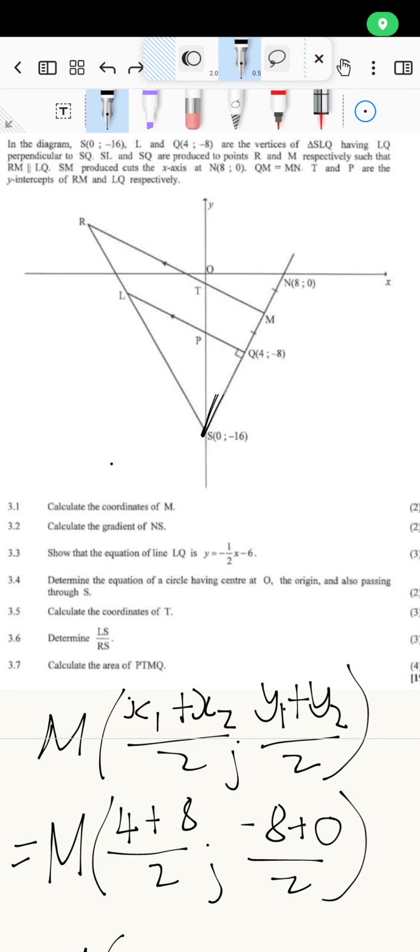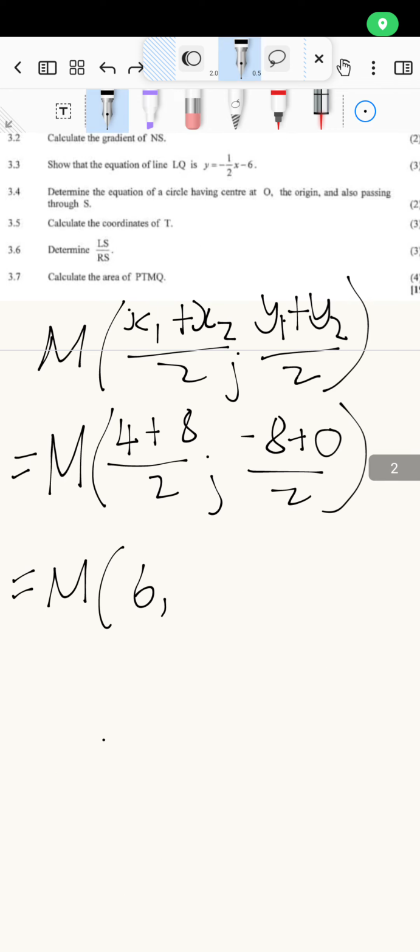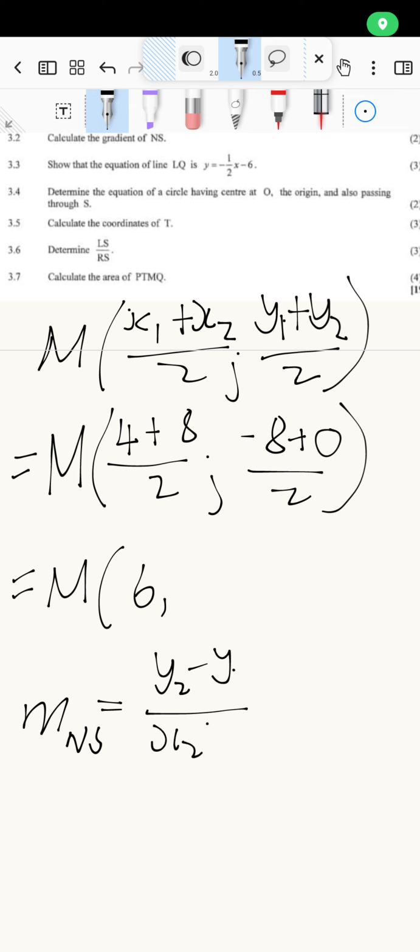Gradient of that line. You can really use any points on that line in order to find the gradient. So let's use Q and S, but it really doesn't matter. So I'm going to use a small m of NS, and the gradient formula is y2 minus y1 over x2 minus x1. These are formulas that are on your formula sheet, right? So make sure you know what's on your formula sheet, make sure you know what you need to memorize yourself, and don't make silly mistakes.